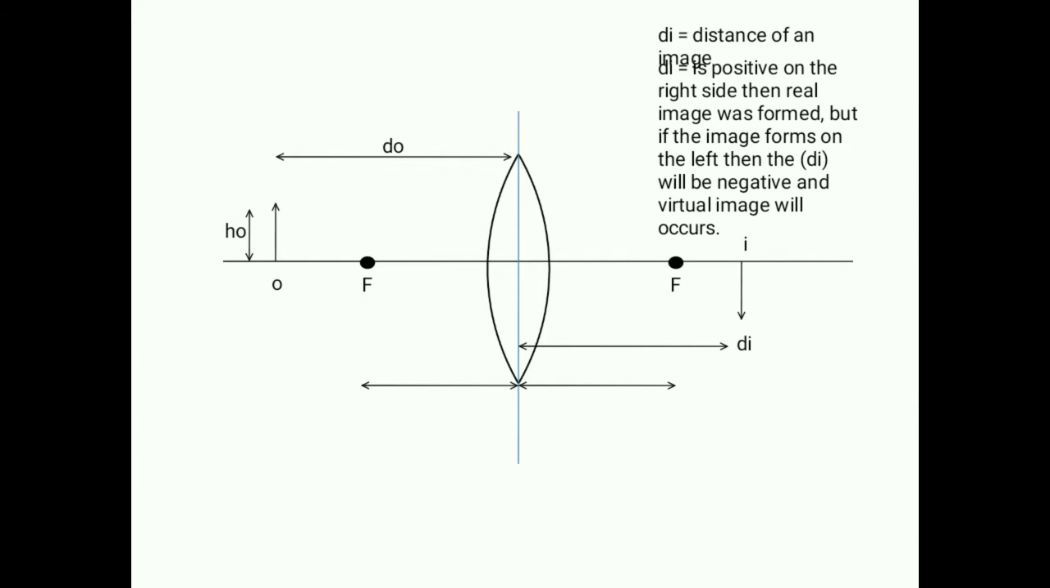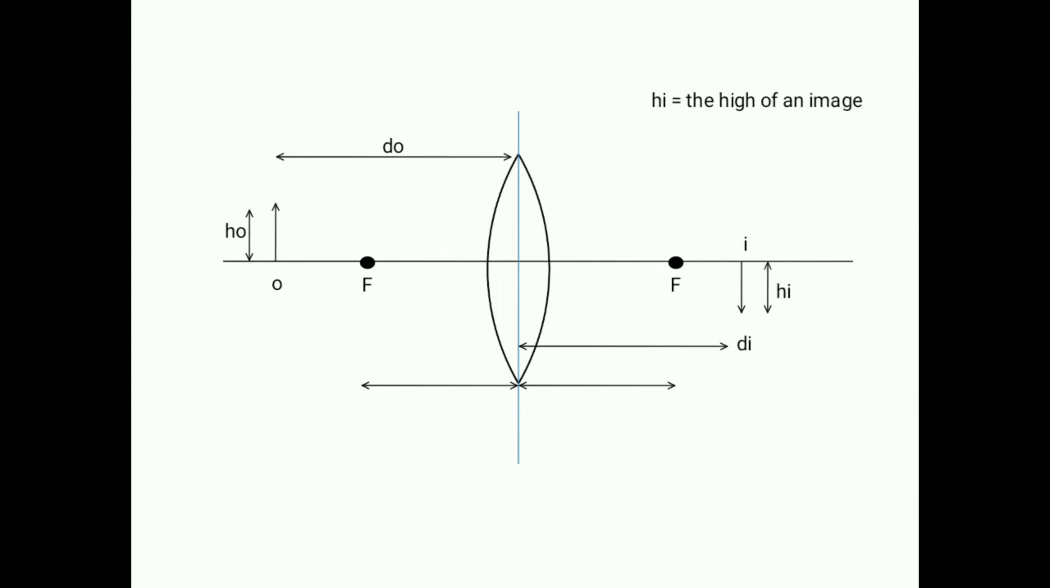Now, DI is the distance of the image. DI is positive on the right side, then a real image was formed. But if the image is formed on the left, then DI will be negative and a virtual image will occur. Now, if we have the height of an object, we have also the height of an image.